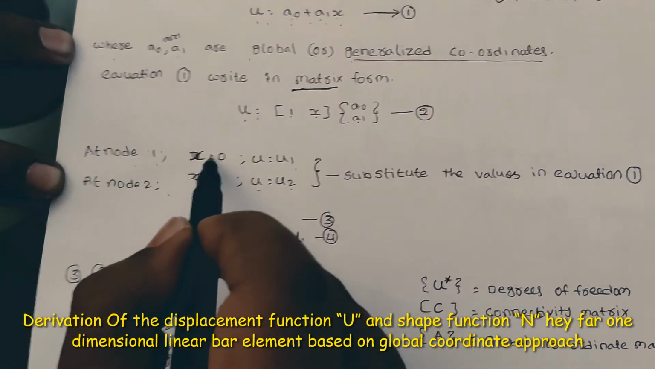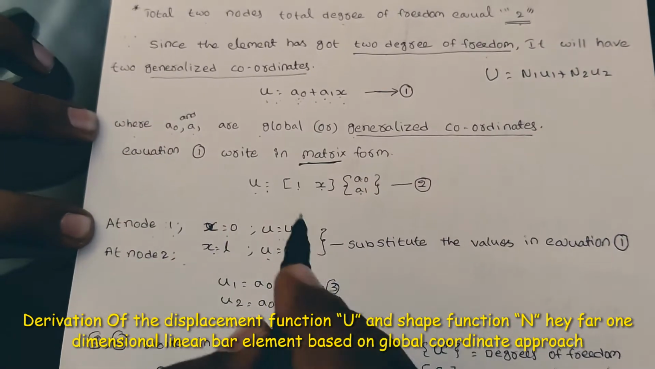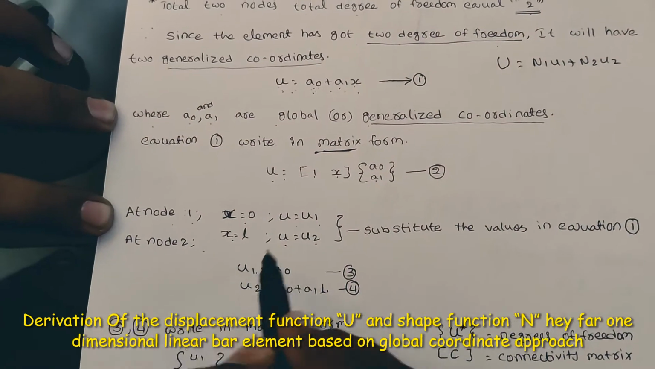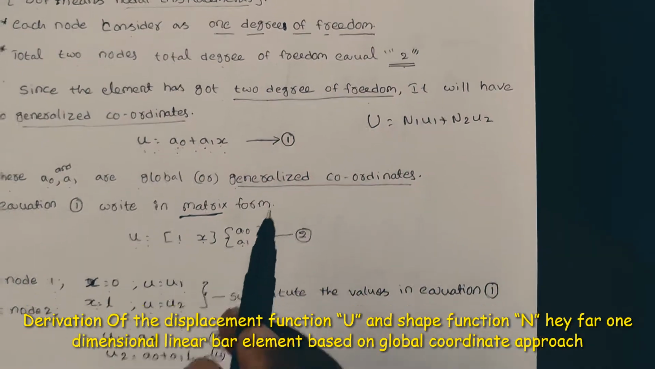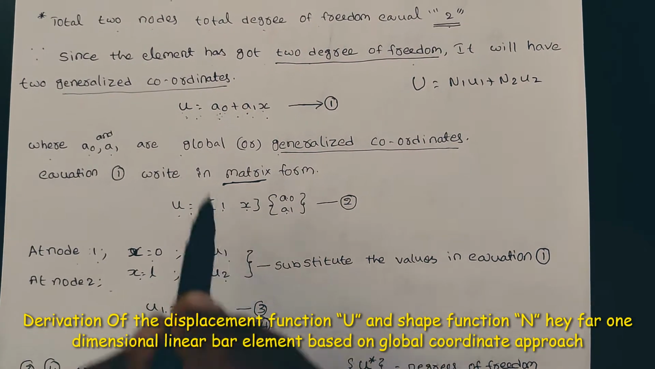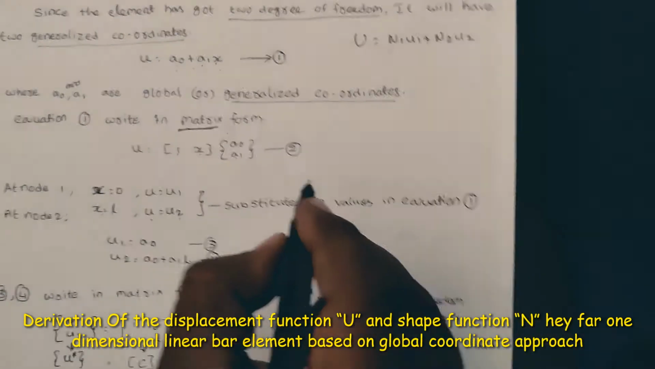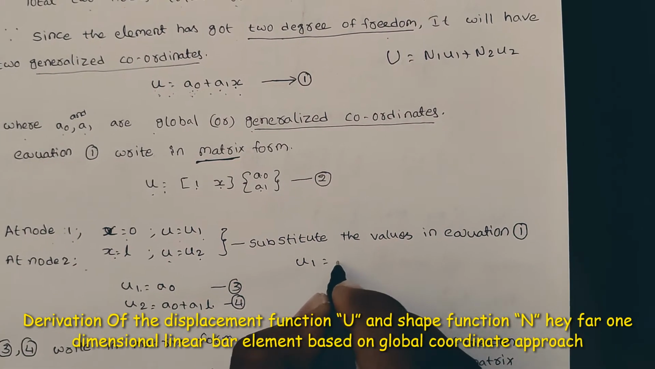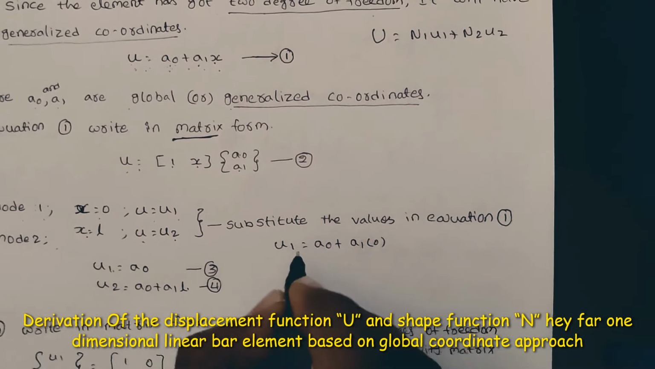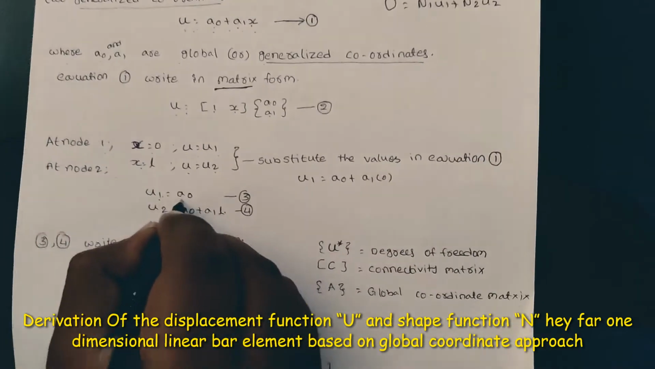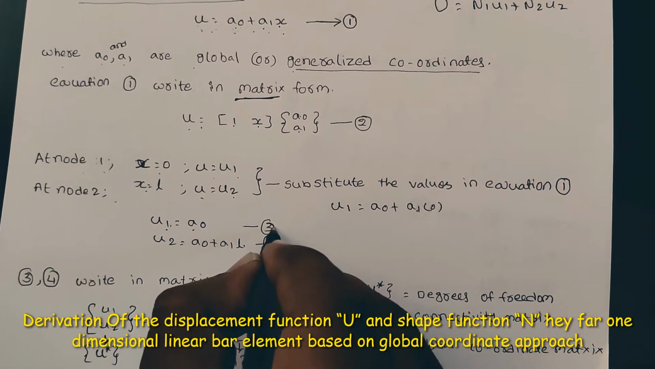Let us substitute these values in equation 1. First, for node 1, I substitute in equation 1: u becomes u1, and x is equal to 0. So u1 is equal to a0 plus a1 into 0. That becomes u1 is equal to a0, since 0 into anything becomes 0. So u1 is equal to a0. I am taking this as equation 3.